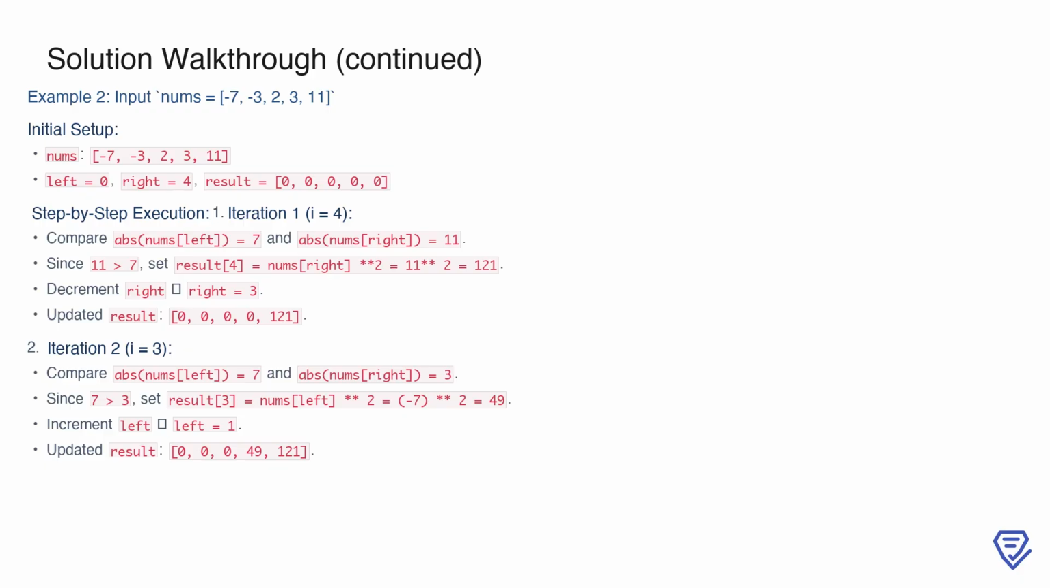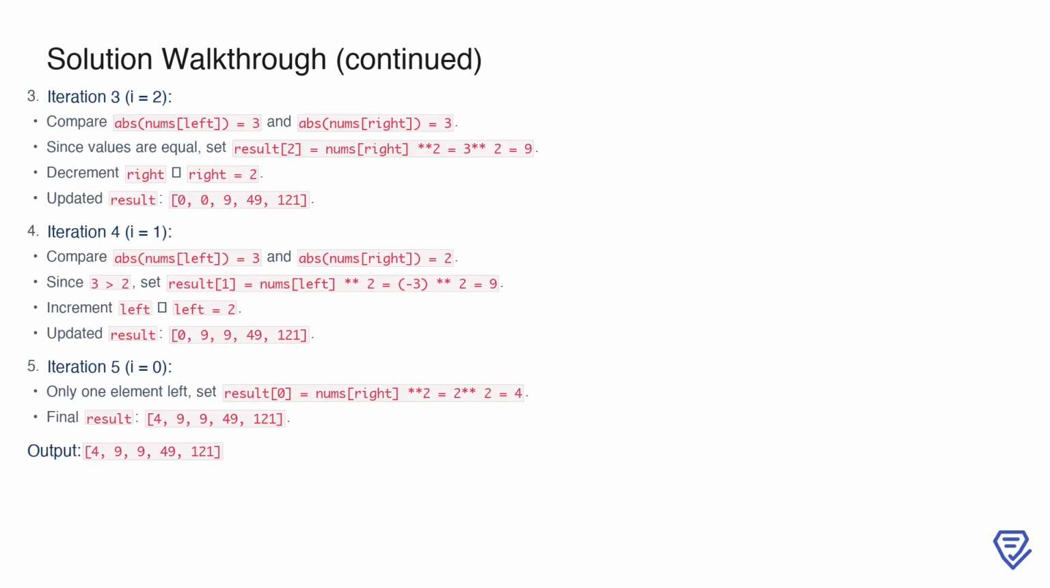In the second iteration, abs(nums[left]) remains 7, and abs(nums[right]) is now 3. This time, 7 is greater, so we square nums[left] to get 49 and place it in the next available position in the result array. We increment the left pointer, and the result array updates to 0, 0, 0, 49, 121.